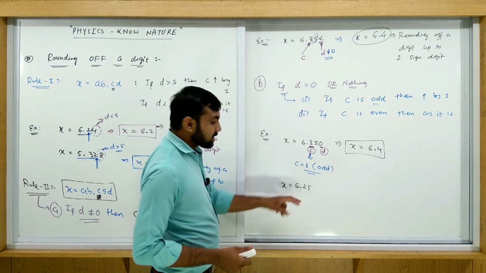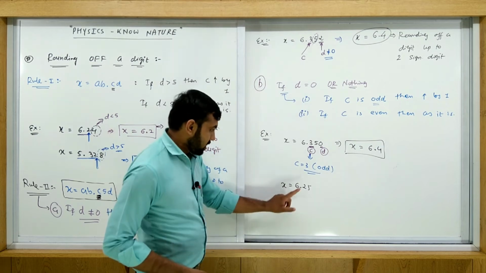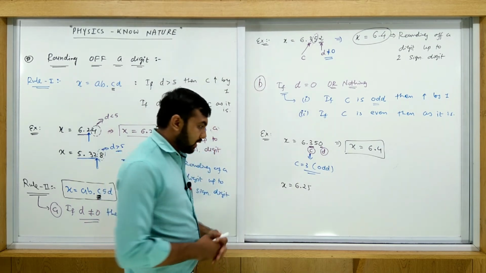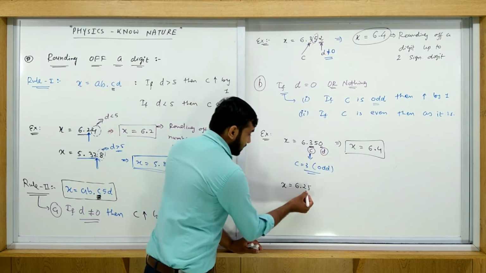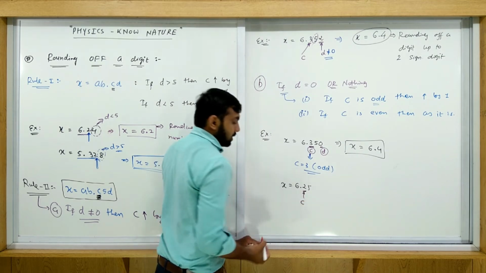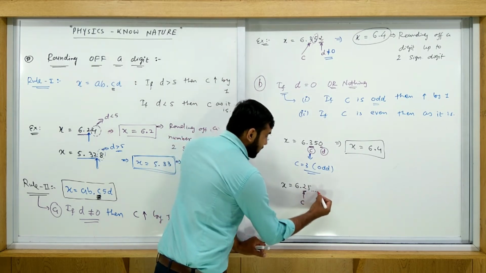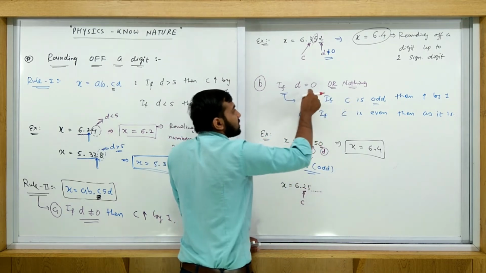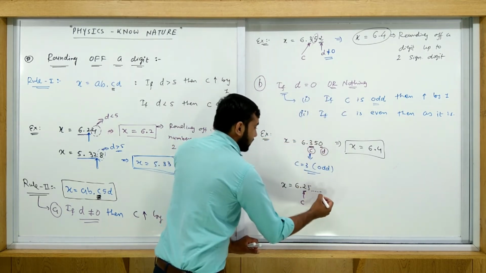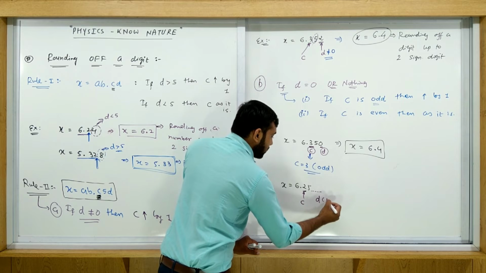6.25. Rounding off up to 2 significant digits. Right now, how many? 3. Here what? This is the C. 5 is present. Here nothing. See, nothing is present here. 0 or nothing. So here just D means what?